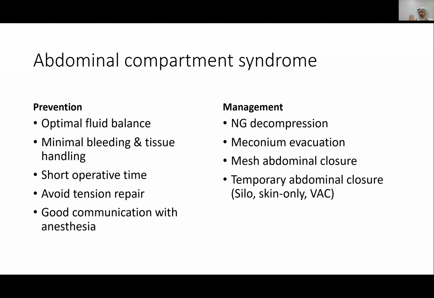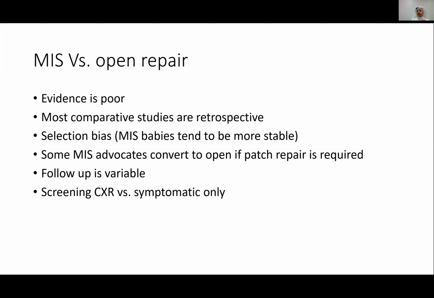Okay. If you want to look at this evidence, remember that the follow-up is variable. If you look at recurrence rate, for example, the question is, how do you catch the recurrence? If you're doing routine X-rays, then you will know when your patient recurred, but most people don't do routine X-rays. So even if the patient recurred, if they're asymptomatic, you will not know. So the recurrence rate is actually still vague.